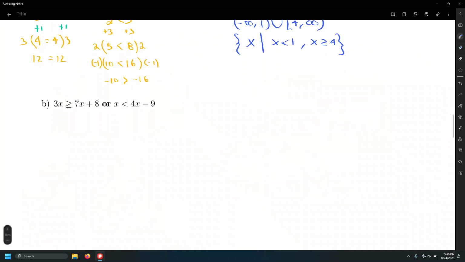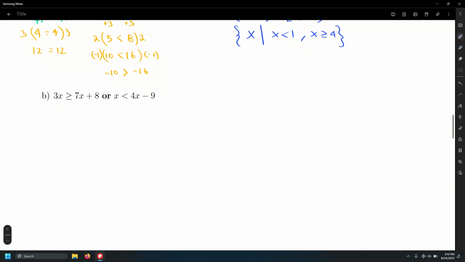So for letter B, for this inequality, 3x greater than or equal to 7x plus 8 or x less than 4x minus 9. Okay, I noticed some of you were moving the variables to the right. I think I see why you guys are doing that. You want to come up with smaller numbers, and if you were thinking of subtracting the 7x on both sides, somehow I feel like you're afraid of working with negative numbers.